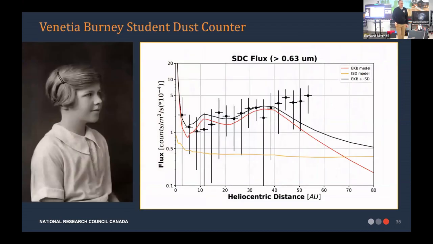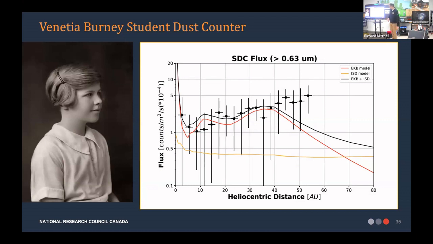There's actually a second piece of information when I come back to the Student Dust Counter, which turns out to now be a critical piece of infrastructure on board the spacecraft. It's named after Venetia Burney, who was the girl who named Pluto when Pluto was first discovered. What we're seeing here, these black dots, is how much dust the spacecraft is seeing as it travels through the solar system. So it's just flying along and bang, bang, bang, hitting dust as it goes along.